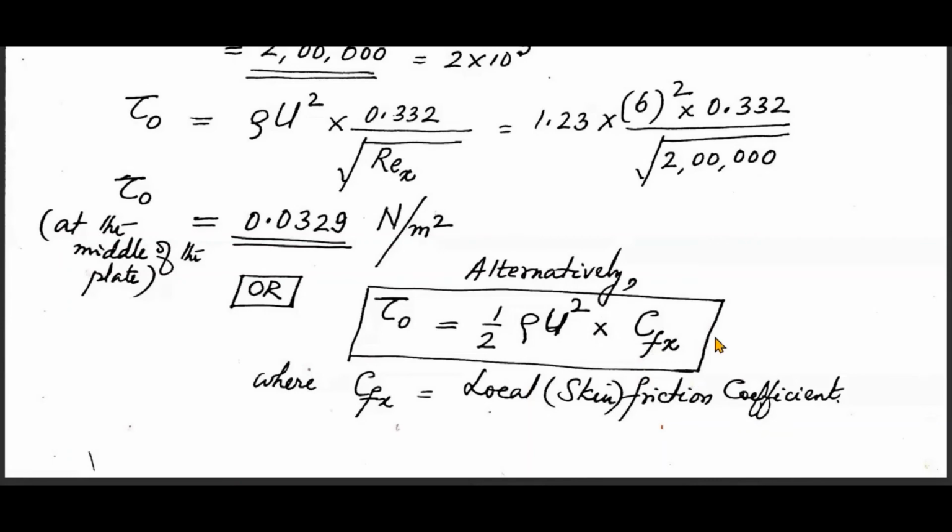See, CFX is the local skin friction coefficient, not the average skin friction coefficient, which is known as the coefficient of drag. That is for finding the total drag force. So here, if you want to find the local wall shear stress value, then it is half into rho u square into CFX. But again, for CFX, you require some correlation.